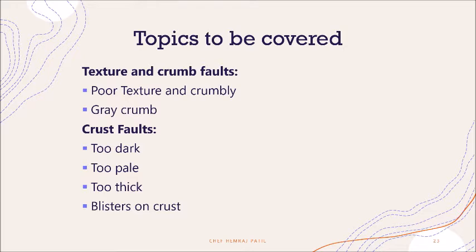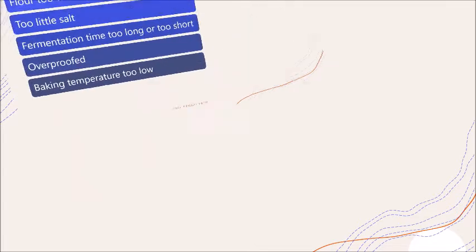Now we will discuss the remaining texture and crumb faults. Those are poor texture and crumbly, gray crumb, and the last bread fault, crust faults. Examples: too dark, too pale, too thick.